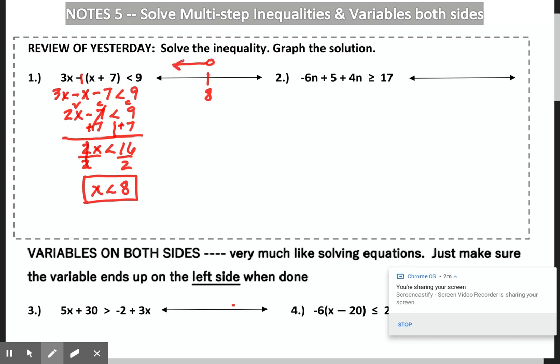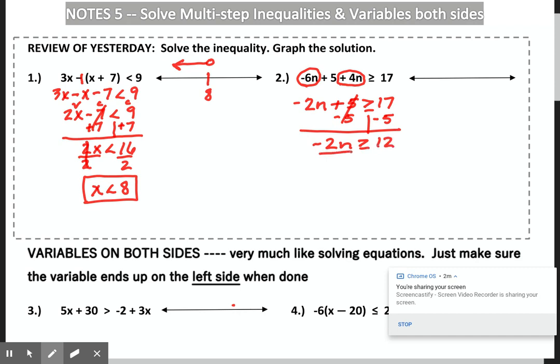All right, number 2. It looks like we can combine like terms. So we've got our -6n plus 4n. Same signs, add and keep, different signs, subtract. So 4 from 6 is 2. Take the sign of the higher number, 6, and it's negative. Then, plus 5 is greater than or equal to 17. Basic two-step equation. Subtract 5 from both sides. So we're going to have -2n is greater than or equal to 12.